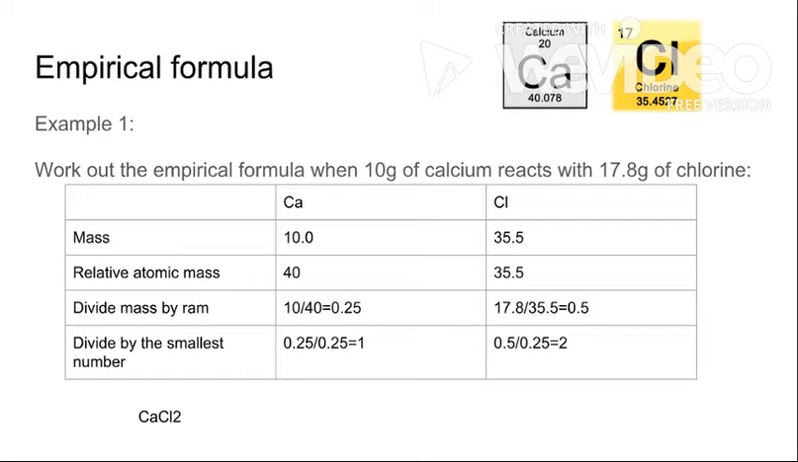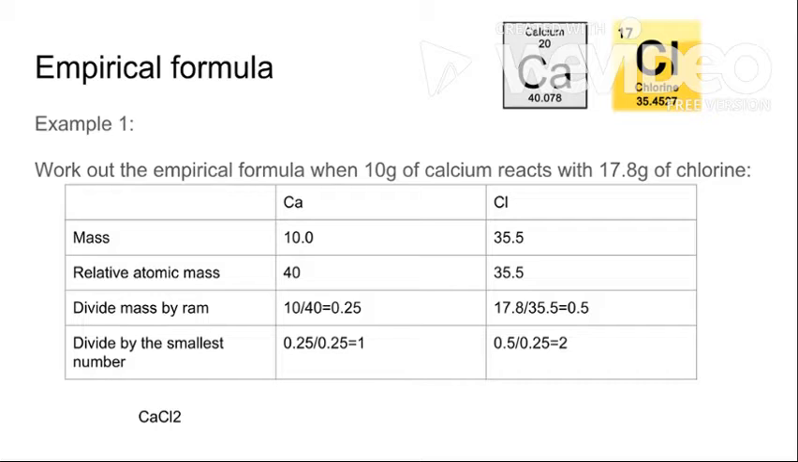Now we're going to show you how to do an empirical formula calculation. Your question will look something like this. 10 grams of calcium reacts with 17.8 grams of chlorine. Calculate the empirical formula. Simply all you need to do is know the mass in grams, and divide it by the relative atomic mass. So for calcium, 10 grams divided by 40, because the relative atomic mass of calcium is 40, which equals 0.25, and chlorine, it is 17.8 grams divided by 35.5, which would equal 0.5.